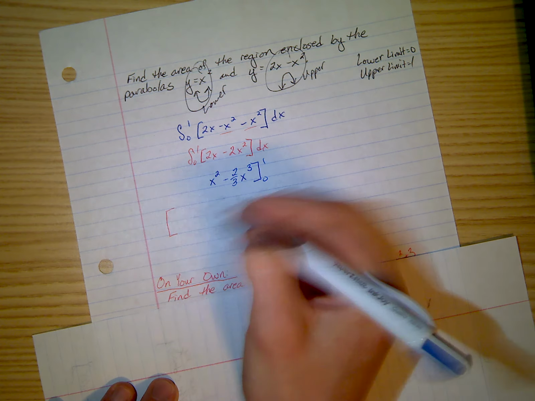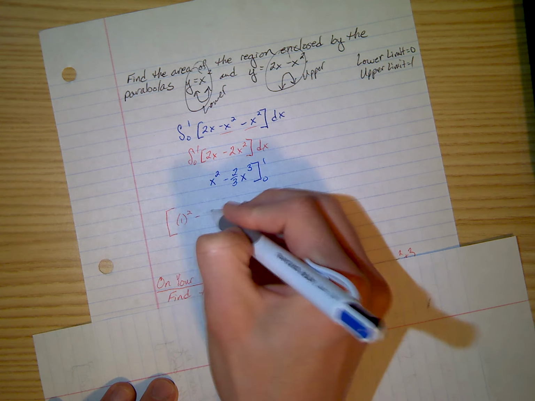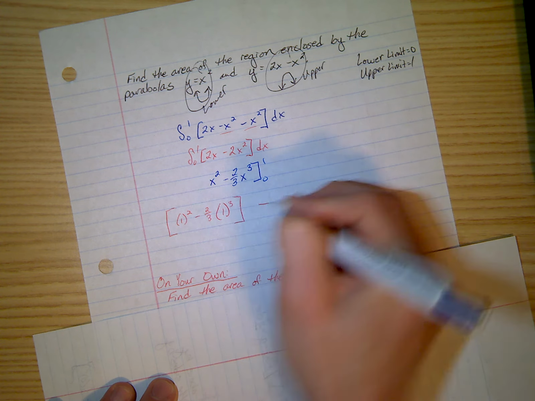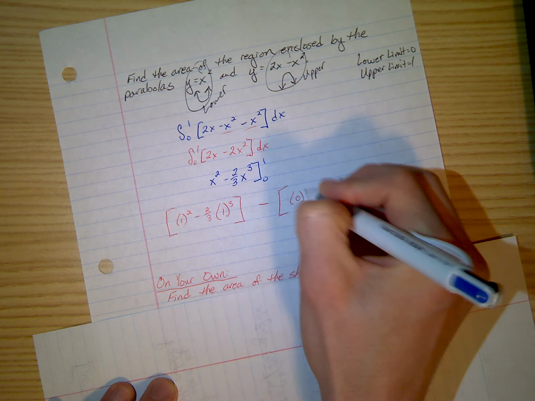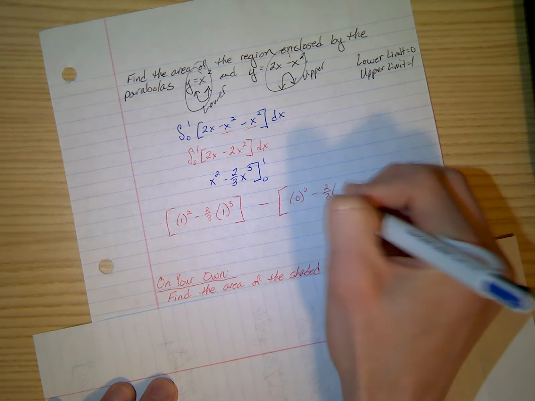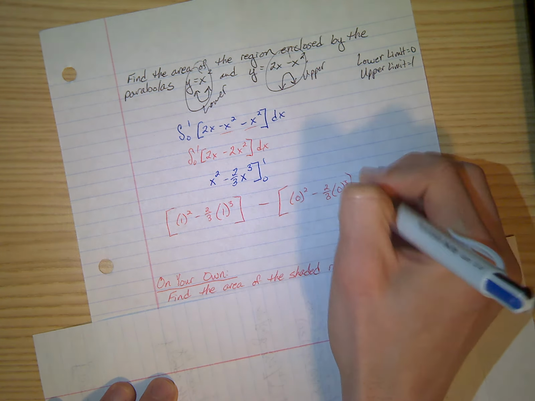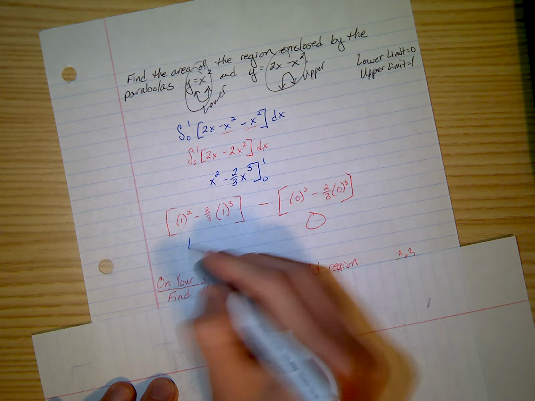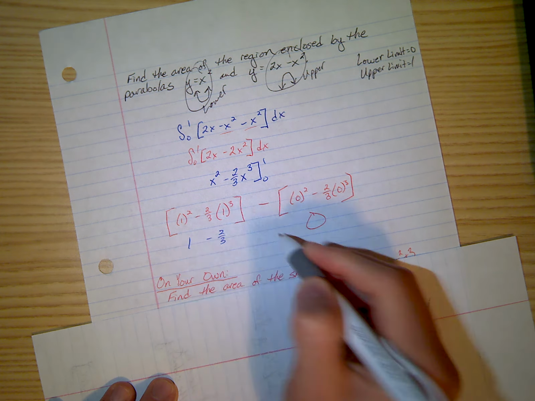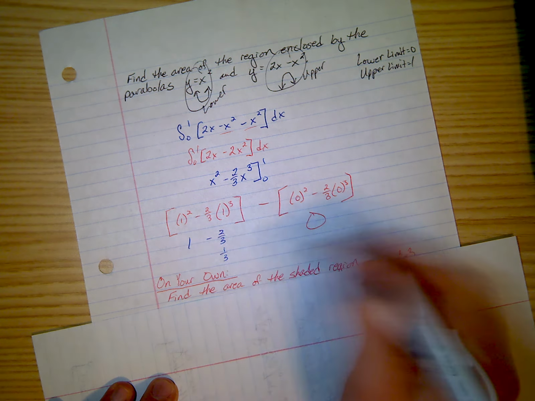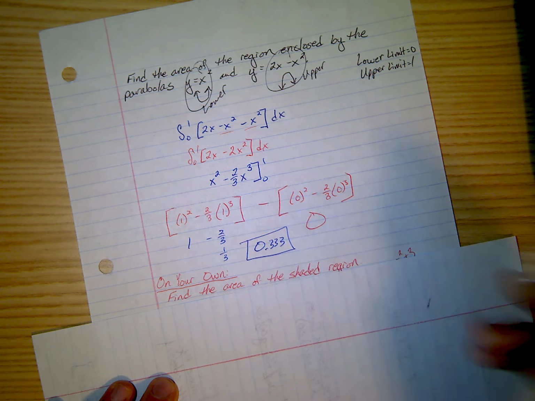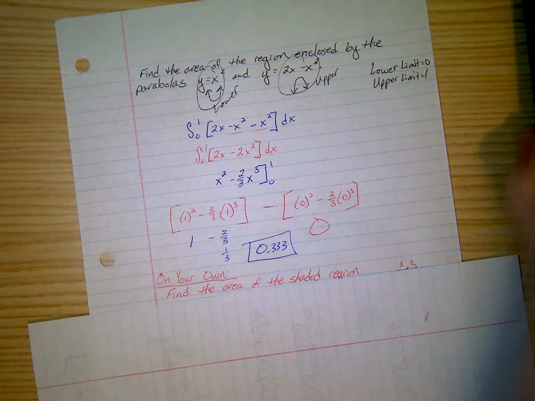So upper limit, you have 1 squared minus 2/3 times 1 cubed, minus your lower limit, 0 squared minus 2/3 of 0 to the third, which again happens to be 0. It's not going to always be that way, but here you have 1 minus 2/3, which is 1/3, minus 0 is just 1/3. So rounding to 3 decimal places, you'd have 0.333.